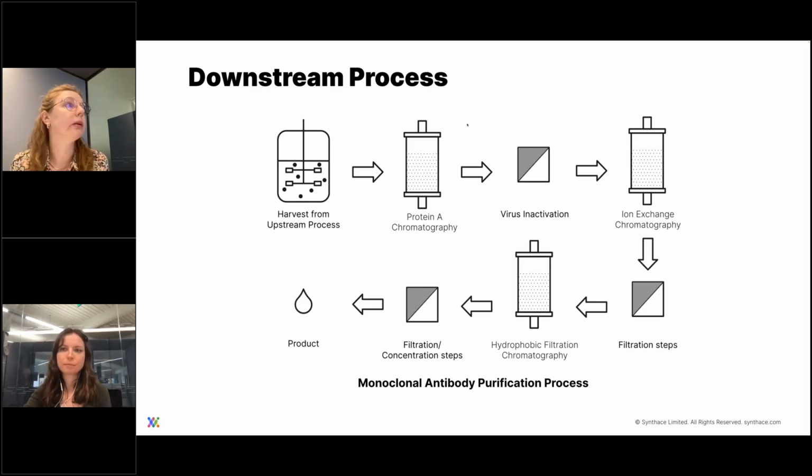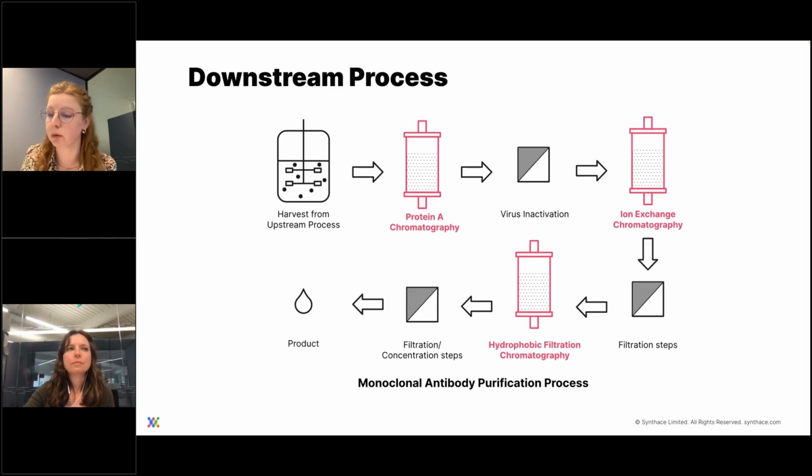When you get harvest from the upstream process, from the bioreactors, it will typically go through several stages within the downstream process to try and obtain as much of the product of interest in as pure a form as possible, right? And typically this process will involve several chromatography steps, maybe of different types, such as protein A, ion exchange, hydrophobic filtration, which need to be adapted or even fine-tuned to the actual compound of interest that you are trying to obtain during downstream process development.